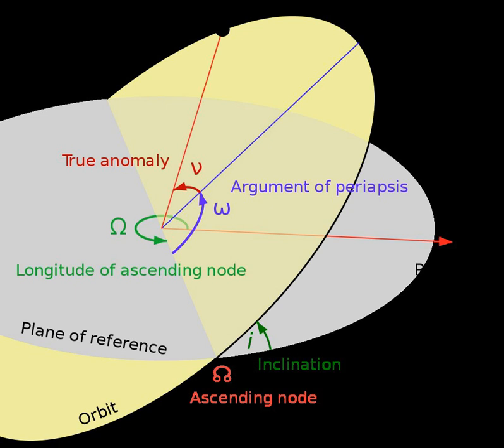Hence, if at any instant t0 the orbital parameters are e0, a0, i0, Ω0, ω0, M0, then the elements at time t0 plus Δt are given by e0, a0, i0, Ω0, ω0, M0 plus nΔt.